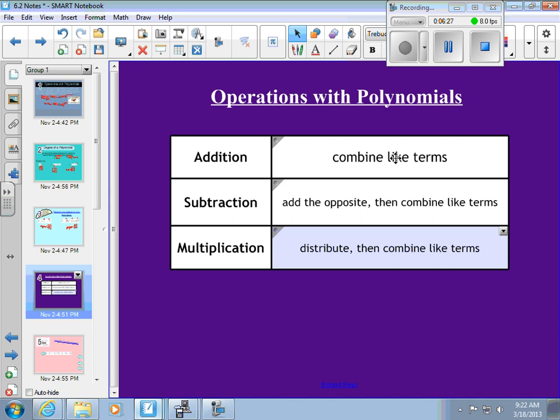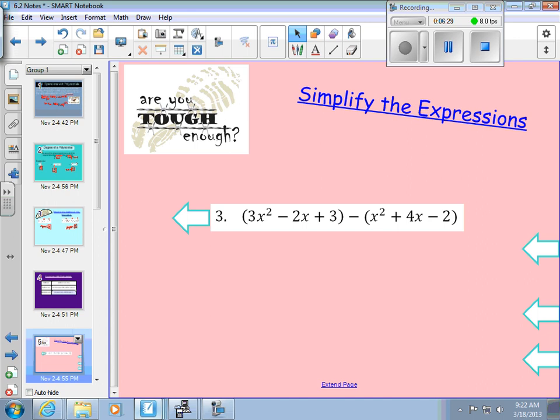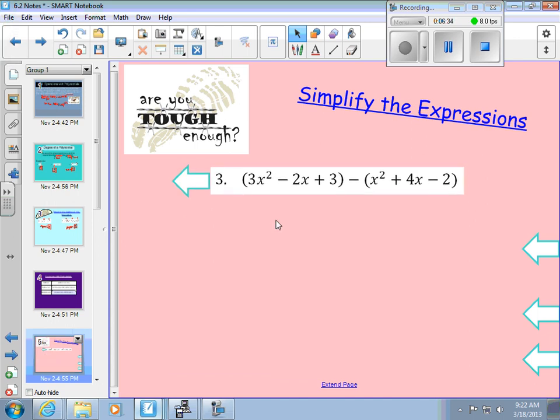Let's try some examples. On number 3, this one we can see is a subtraction problem. When you are subtracting, what we said to do was add the opposite. So this second term, every single monomial term is being subtracted here. You can see our subtraction sign located right there. So everything's got to get subtracted. So basically what we want to do is turn this into an adding problem. We want to add the opposite.